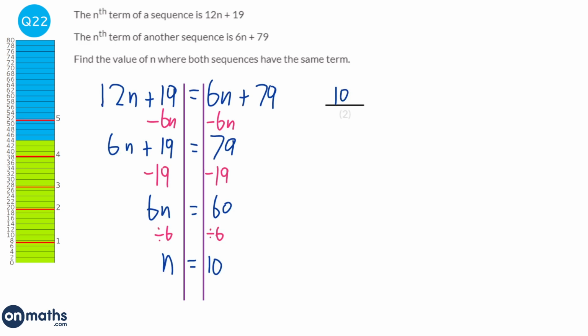Now we can just test this, because if you do 6 times 10, which is 60, 60 plus 79 will be 139. And then if we do the same for the top one, 12 times 10, which is 120, plus 19, which is 139. So they both have the same term when n is 10.